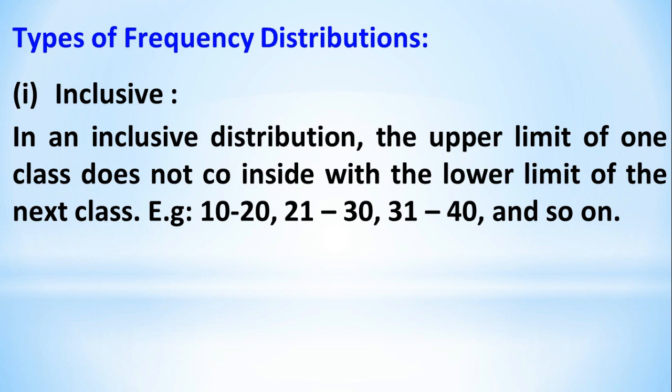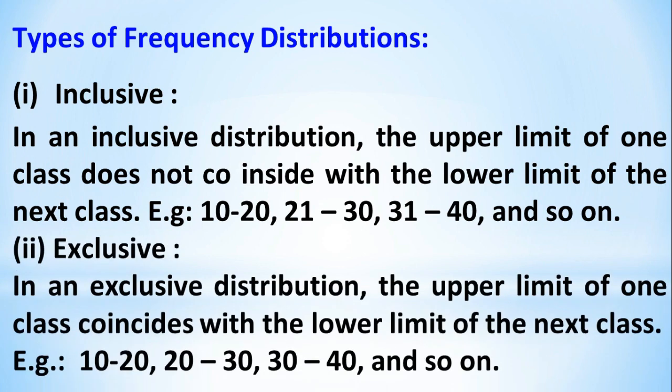The second type of frequency distribution is exclusive frequency distribution. So in an exclusive distribution, the upper limit of one class coincides with the lower limit of the next class. Keep this example in your mind. 10 to 20, 20 to 30, 30 to 40, and so on. Just observe both the examples. Keep in your mind what difference you can identify in this. Okay, let me move on to the next so that the problem will be completely cleared for you. Keep these examples in your mind, children. One is of inclusive, one is of exclusive.